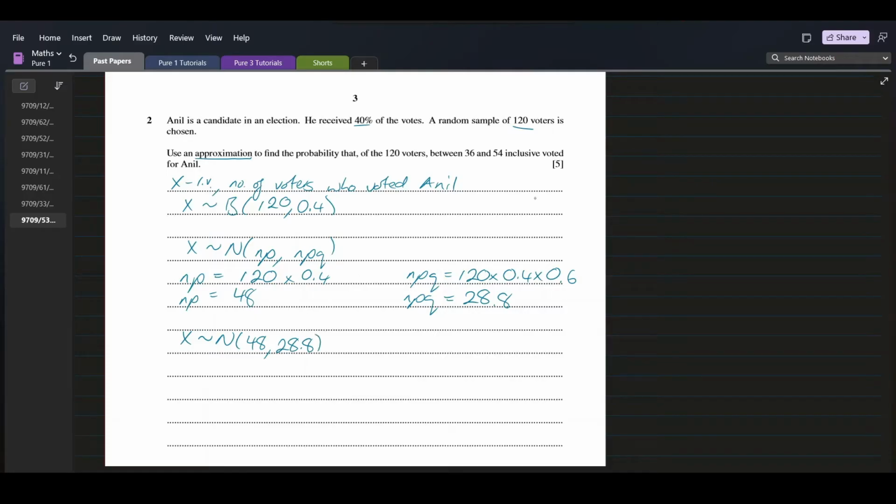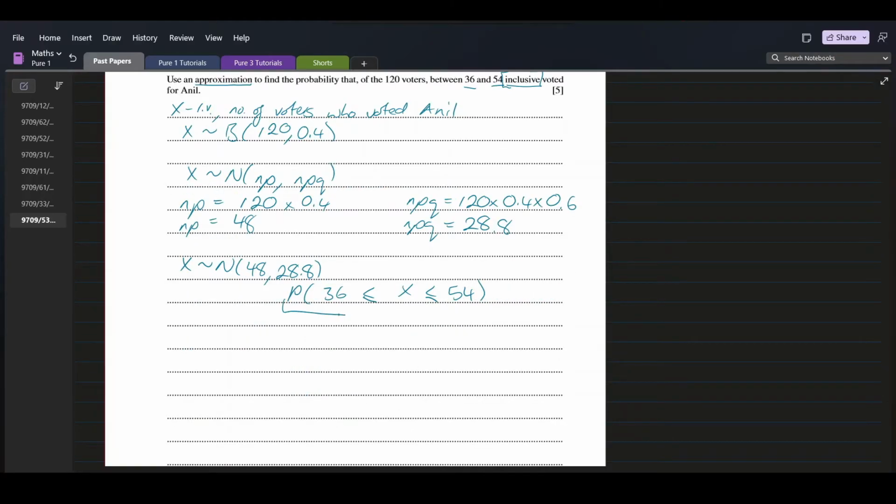And the question requires us to find the probability that of the 120 voters between 36 and 54 inclusive voted for Anil. So what this means is that x is between 36 and 54, but they used the word inclusive. So that means we are including both our boundaries. 36 is being included as well as 54 being included in this range.